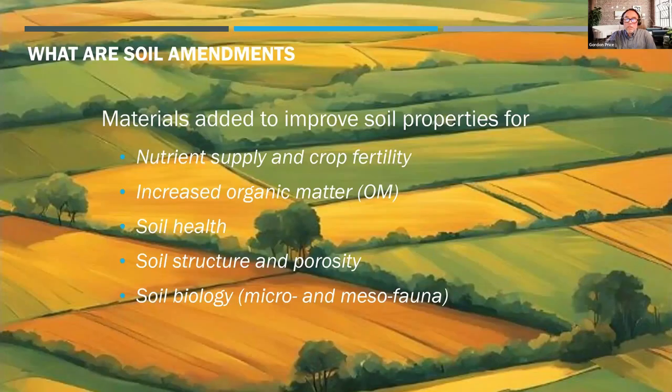Soil amendments, again, just to recap what our terms are, generally soil amendments are materials that are added to improve soil properties, and those might be for nutrient supply and crop fertility, increased organic matter in the soils, soil health, improving soil structure and porosity, and often we're focusing on improving soil biology, that's microbiology and mesofauna.